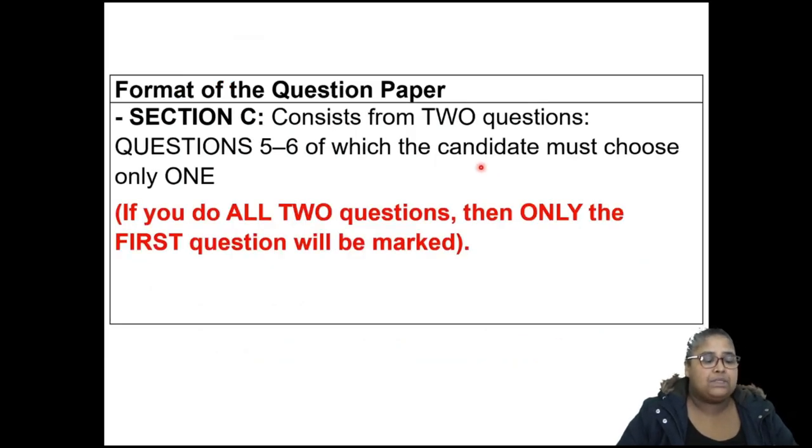Then, section C, which is the last section, there will be 2 essay questions for each paper, so 2 questions in paper 1 and 2 essay questions in paper 2. You must only choose 1 per paper. So you will answer 1 essay in paper 1 and 1 essay in paper 2. If you answer both of these questions, only one question will be marked. And obviously the first one will be marked, okay?